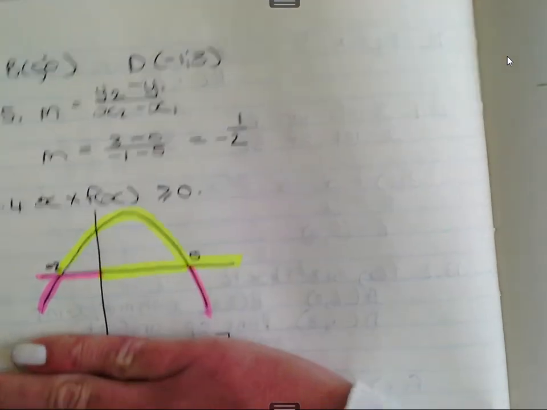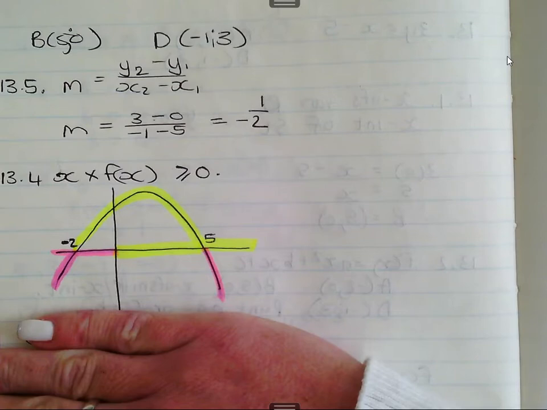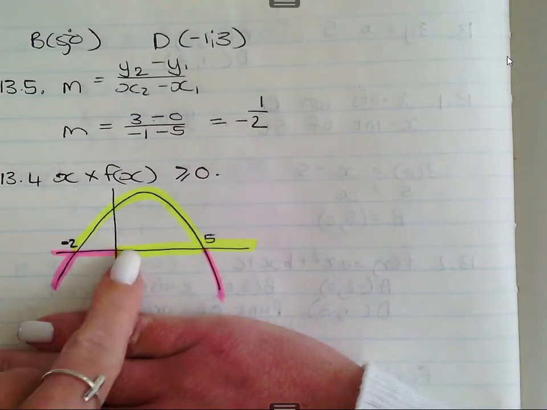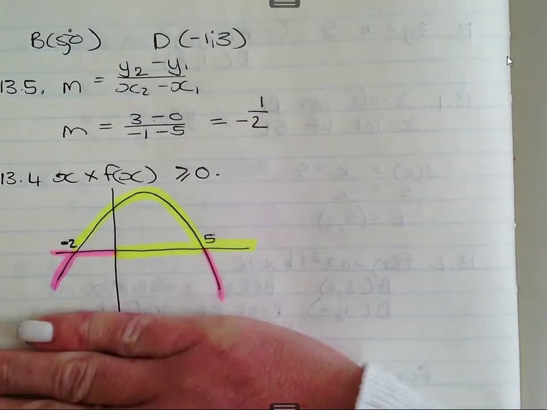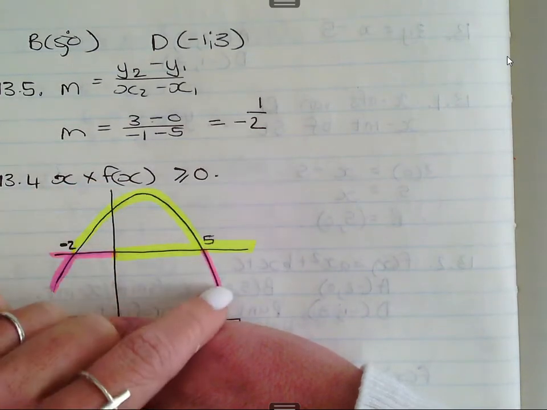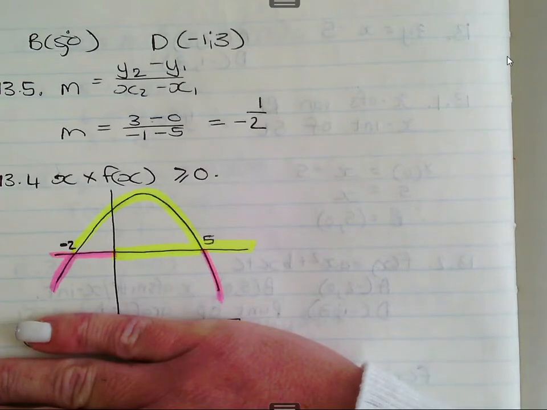So what I did here, all the negative parts I made pink. And all the positive parts I made yellow. I first did it with the x-axis, negative, positive. And then I did it with the function f of x. So here f of x is negative, positive, negative. Okay. I want them to be the same. Then they're going to be positive when I multiply them.